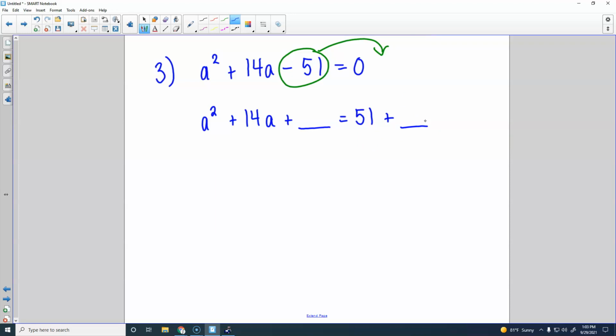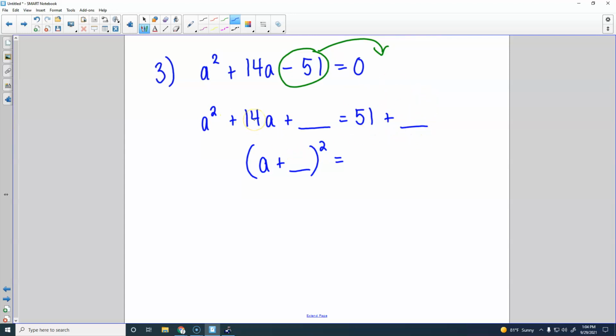So my goal here in completing the square is I want a perfect square trinomial. I want a square, a double square. So I want this to be a plus something squared equals something over here. All right, so what we're doing is just what I was doing with those blank spots. I need to think, don't worry about this side just yet.